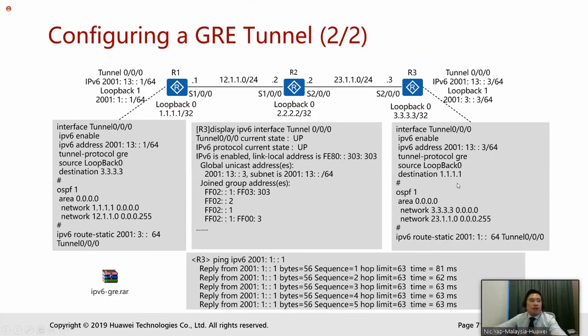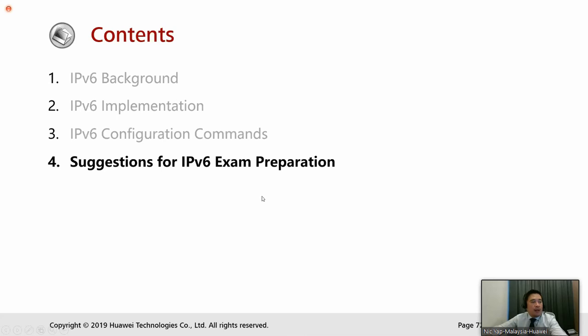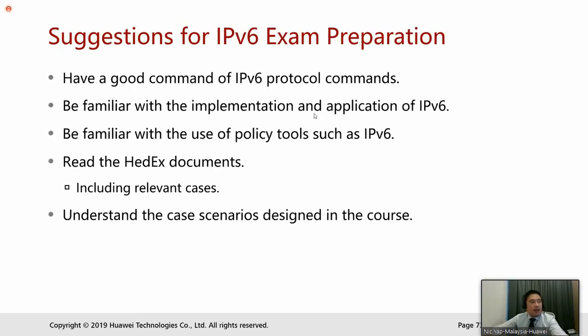That is how you configure the GRE tunnels. And the last one over here is a suggestion for the IPv6 exam preparation. What you should get ready for in the preparation of IPv6 for the exam is to have a good command of the IPv6 protocol commands. So what I showed just now, what is required: we need to always enable globally first, then enable on the interface and configure from the interface. That is step by step.